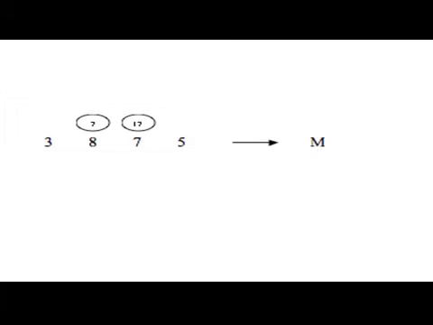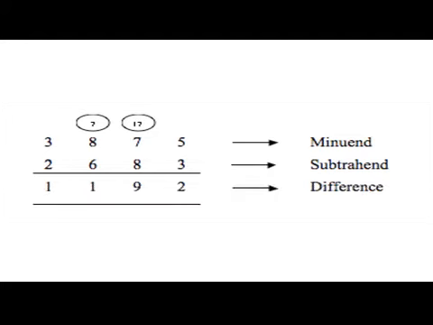3,875 is called the minuend, 2,683 is called the subtrahend. If we want to find the difference, then we will have to subtract. If we subtract, we will get the answer as 1192. I think you are all clear with subtraction.